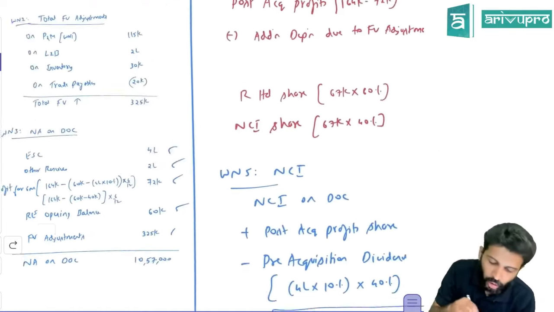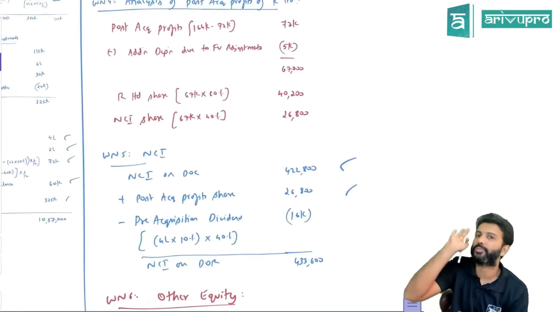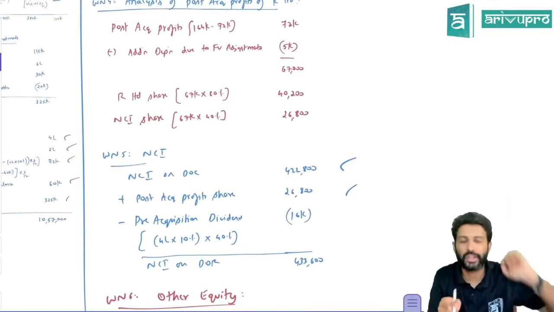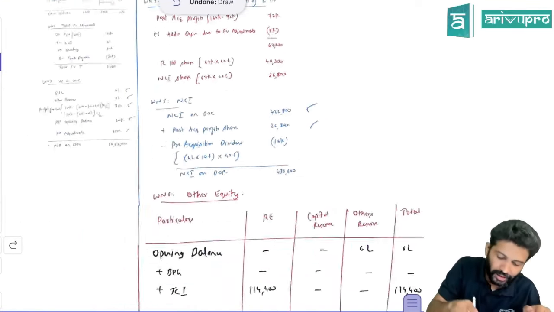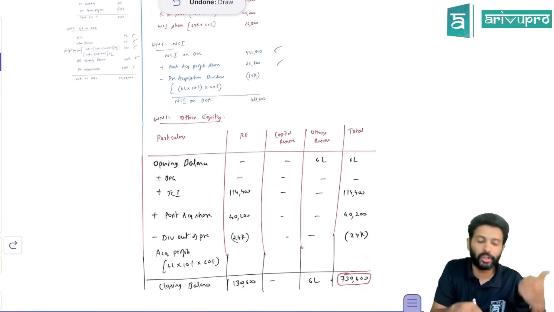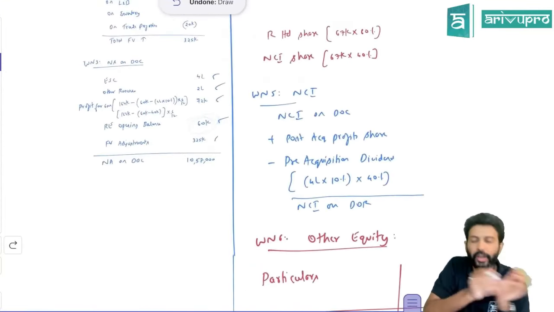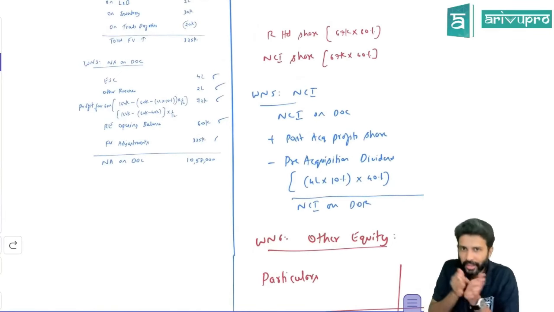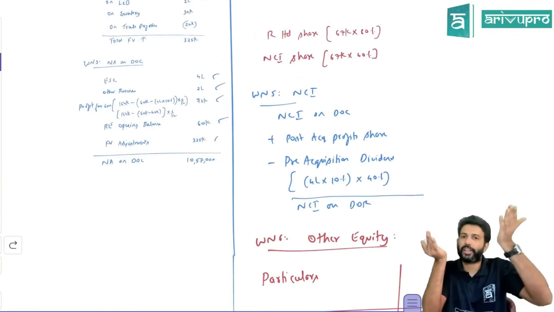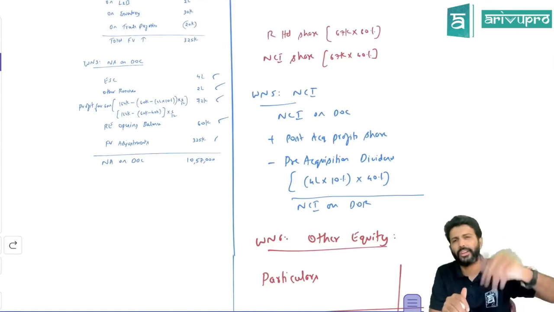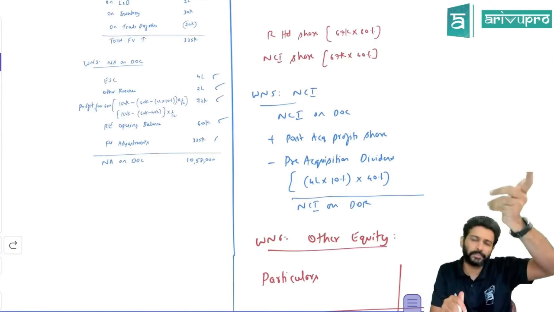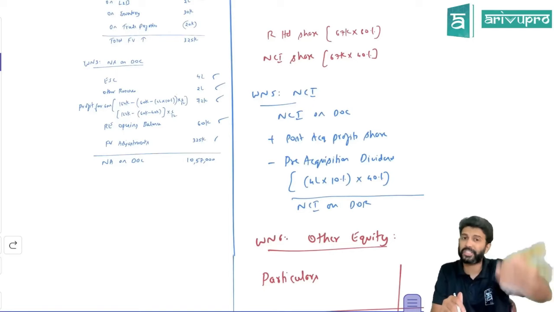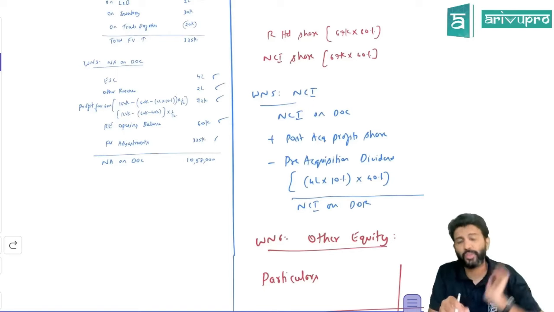Hence, what we do is, in the NCI working note, whenever there is a pre-acquisition dividend, you should reduce that pre-acquisition dividend from NCI and also from the other equity working note. Because we can't reduce it from here, we will reduce it from the next best angle. Obviously, when net assets of the subsidiary company increase, NCI's and parent's shares increase. So due to this dividend adjustment, their shares have unnecessarily been increased. Hence, we need to reduce.